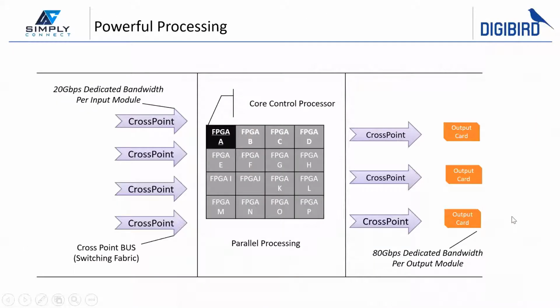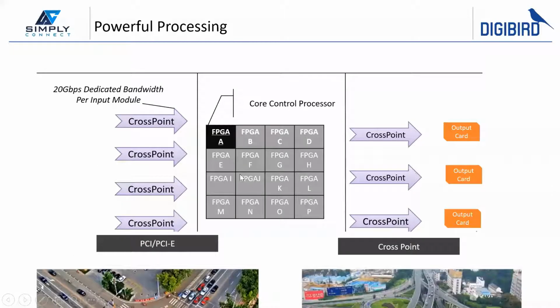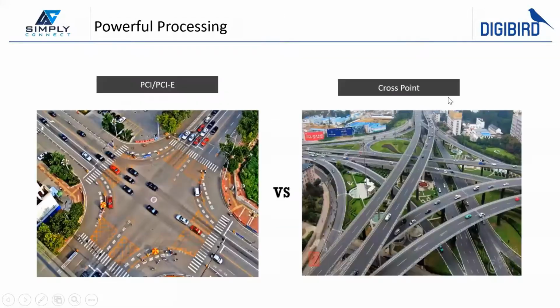So for Digibird, they are using a very powerful FPGA, similar to A10, and using crosspoint technology. So what does it mean? Crosspoint technology is like a highway on the road. You can easily go from one end to another end.